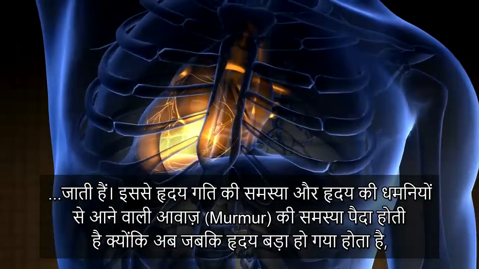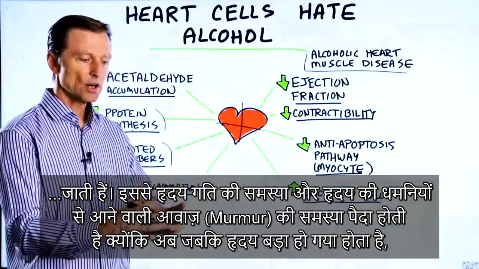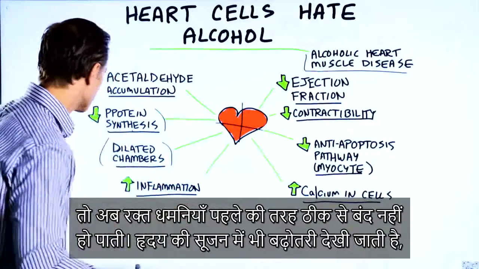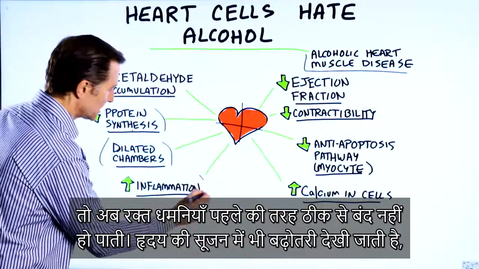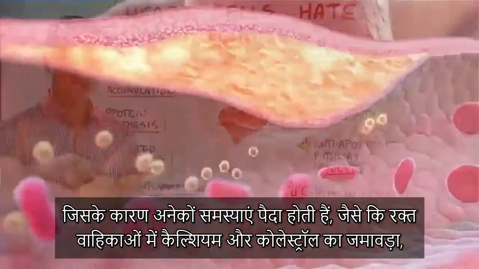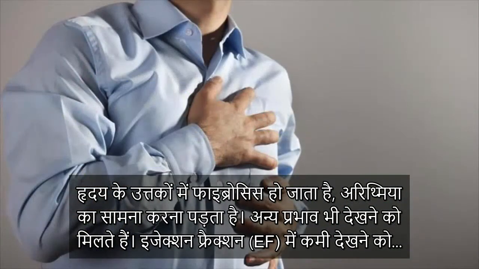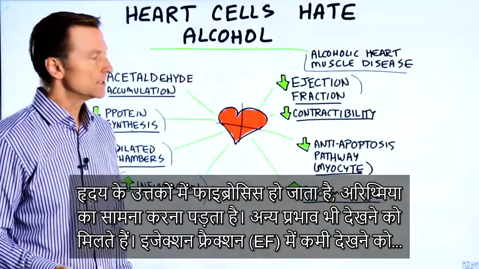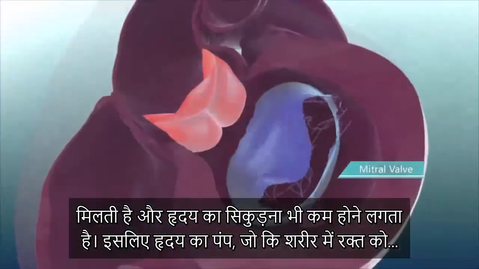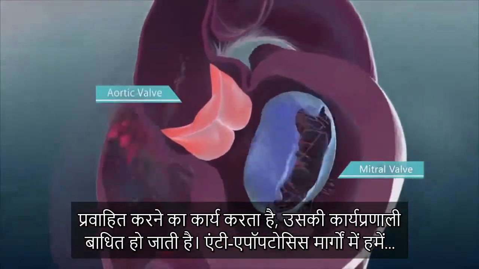It can also create arrhythmia problems and murmurs, because now, as the heart is enlarged, the valves no longer close like they're supposed to. Also, there's going to be increased inflammation in the heart, which really leads to a lot of problems with calcium buildup, cholesterol buildup, fibrosis of the heart tissue, arrhythmias. And then we have another effect of a decreased ejection fraction and a decreased contractibility. So this contraction of the pump, which is supposed to push the blood throughout the body, is impaired.